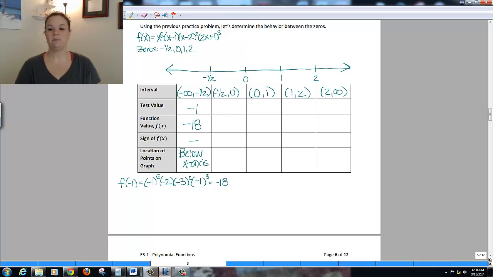Okay. Then I look at my next interval. I need to pick a number that's between -1/2 and 0. So something that falls in this interval, something between -1/2 and 0, I'm going to pick -1/4.